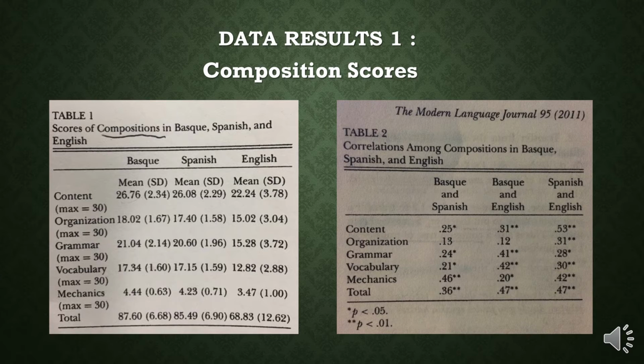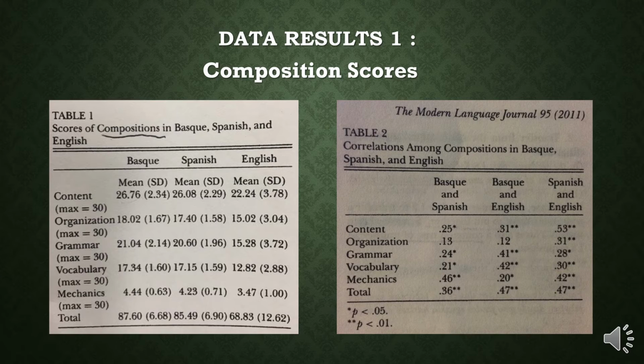The data results: 1. Composition score. They were graded using the following scales, adding up to 100. Content 30, organization 20, vocabulary 20, language use 25, and mechanics 5. Table 1 shows the score obtained from the composition, and Table 2 shows the correlations between the different dimensions measured.